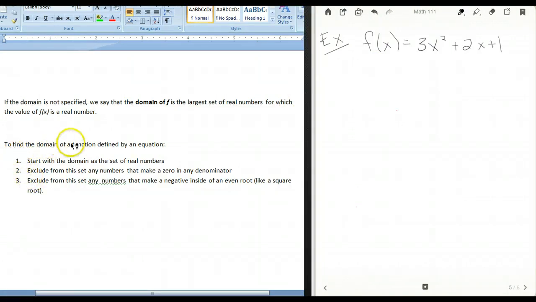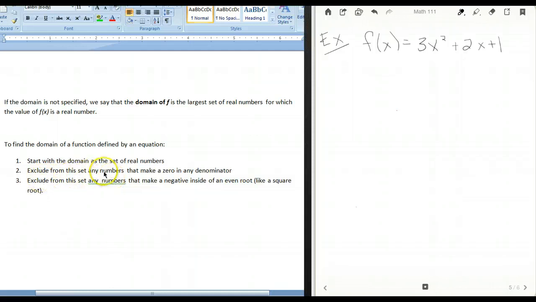Okay, so it says to find the domain of a function defined by an equation, and that's exactly what we have here. First, we start with the domain as the set of real numbers. We start with as much as we possibly can. We start with as many numbers as we can, meaning everything. That's everything for us. We don't want to include complex or imaginary numbers, the i stuff, nobody wants to do that, so let's not include those in our possibilities. So include all real numbers here. Start with everything. Then what we do is we start tossing out numbers.